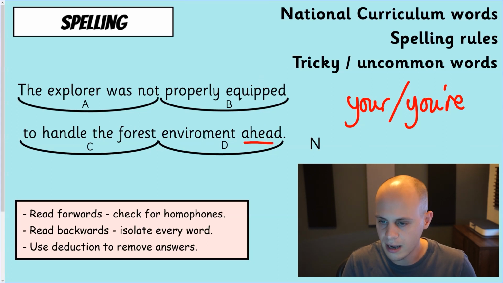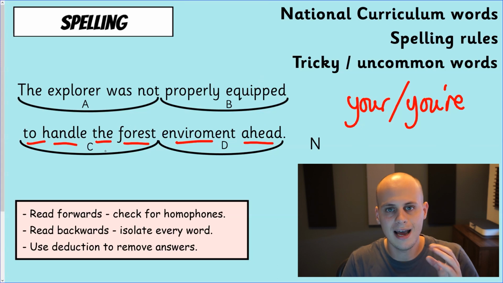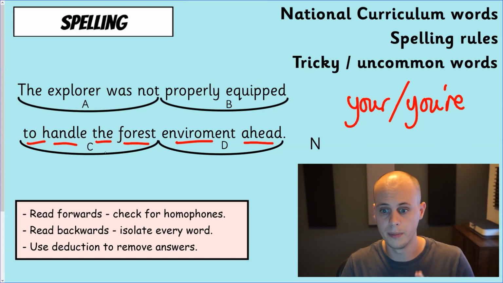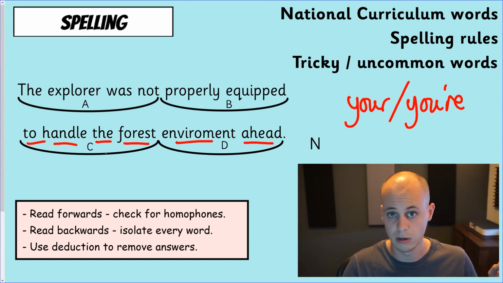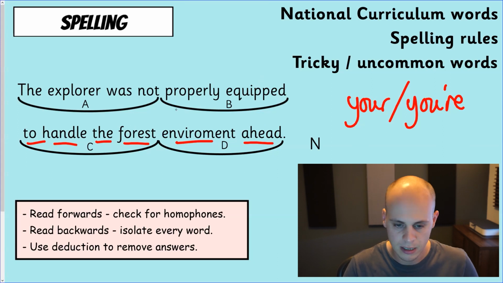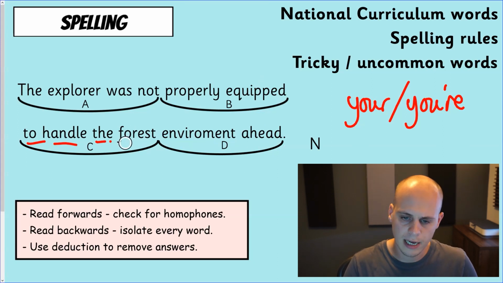Reading backwards: ahead, environment, forest, the, handle, to. It actually forces you to stop and study each word individually, looking for a mistake. And that might help you find the mistake. So have a little look in this one. Can you spot the mistake?